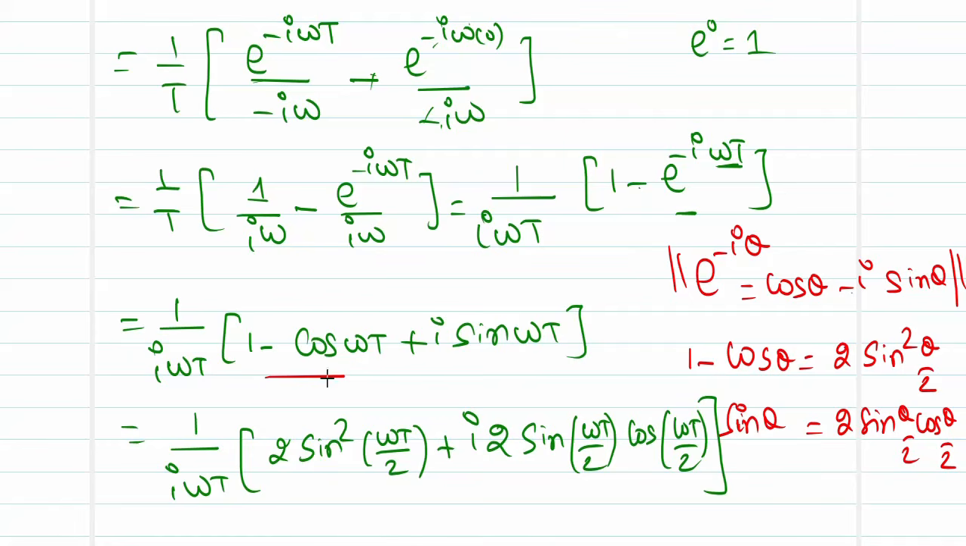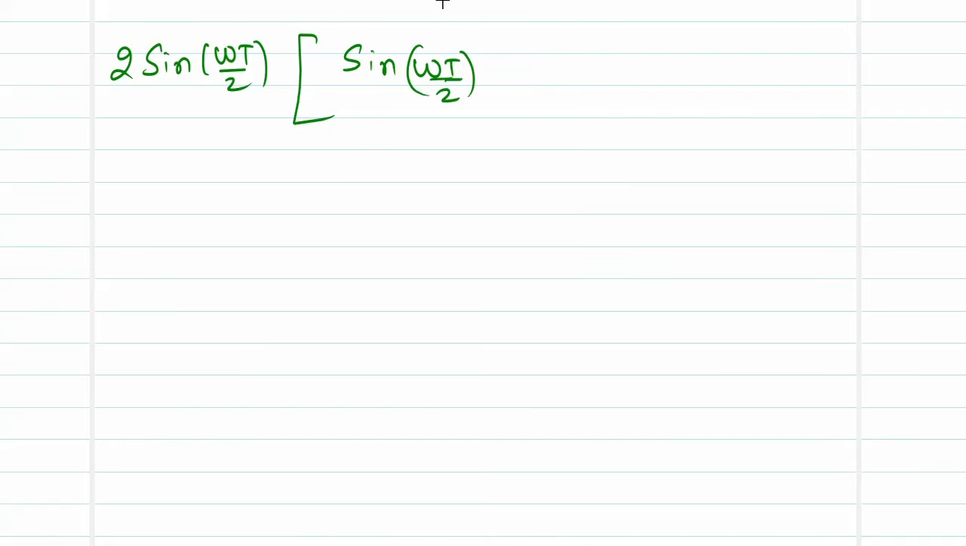So this is the replacement for 1 minus cos theta, and this is my replacement for sin theta. So my common term that can be pulled outside is 2, and sin omega t by 2 can also be taken outside. So let me take a 2 sin omega t divided by 2 outside. So I will be left with sine omega t divided by 2 for my first term.